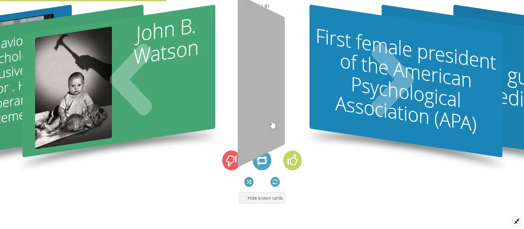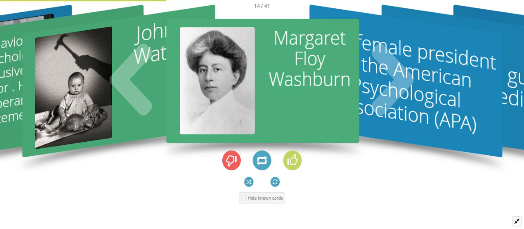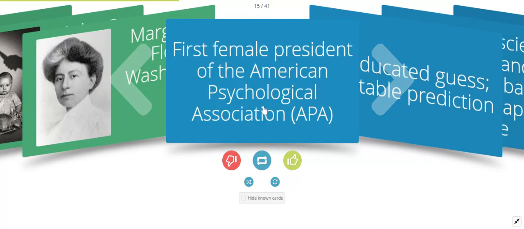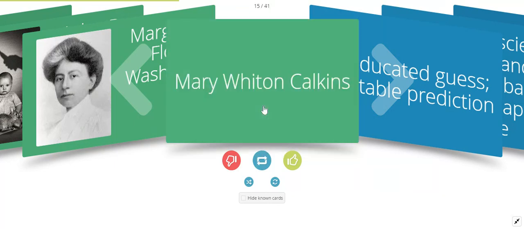Okay, the first woman to receive a PhD in psychology, Margaret Floy Washburn. The first female president of the American Psychological Association, the APA, Mary Whiton Calkins, who never did receive her PhD.